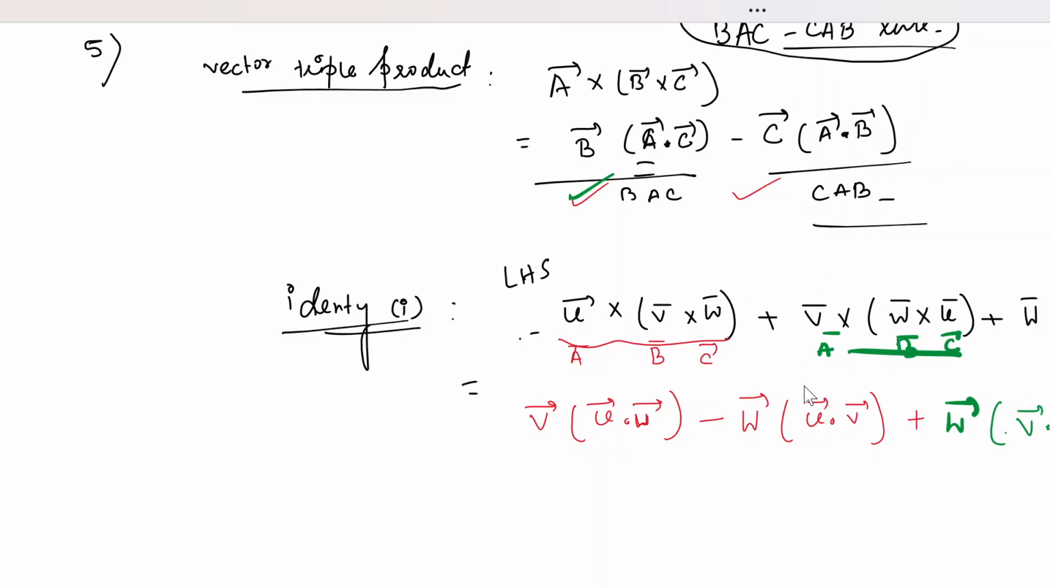this part I am going to write in blue. Here your A, B, C are different. You define it like this. So your A is basically W and B is U. So B cap is U, then W dot V minus C is V vector, cap V vector, A dot C, A dot B, W dot U.